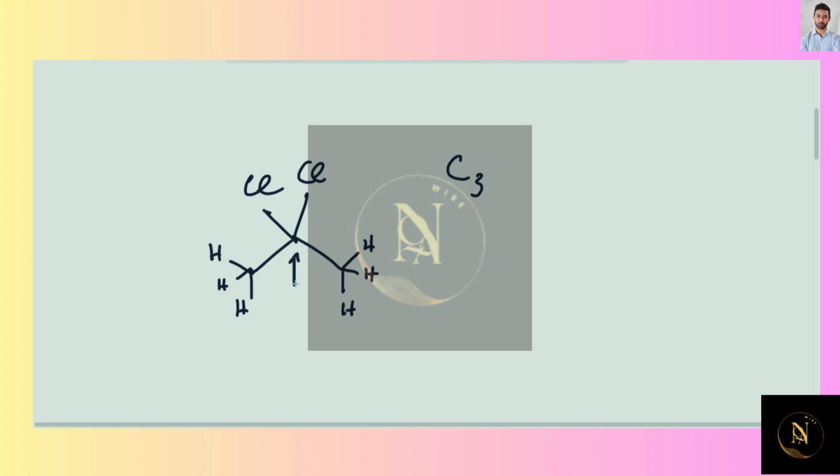Okay, and the central carbon already has 4 bonds, right? So it doesn't have any hydrogens. So I see a total of 6 hydrogens. And what about chlorines? I see 2 of them. All right, there we are.